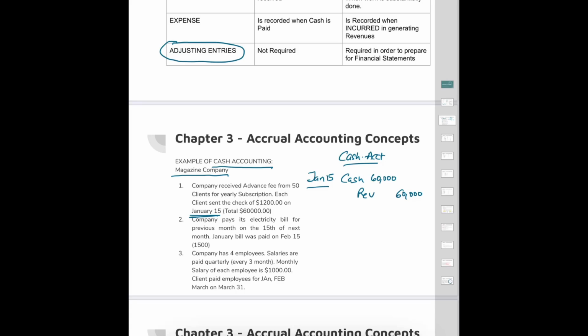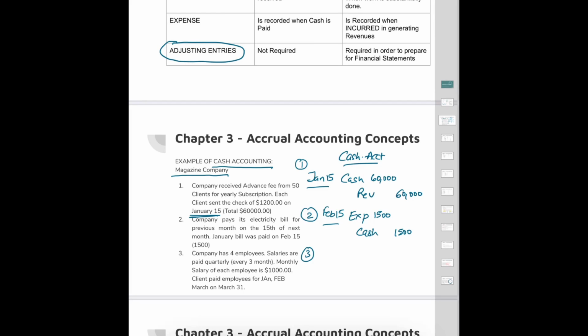Okay, and the second one is, the company pays its electricity bill for the previous month on the 15th of next month. January bill was paid on February 15. So it is February 15, and the company is paying the cash. So whenever the cash is paid out, it's recognized as expense. So expense was 1,500 and cash was paid out 1,500.